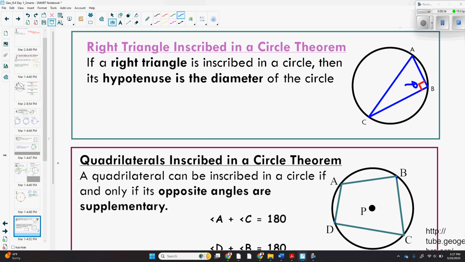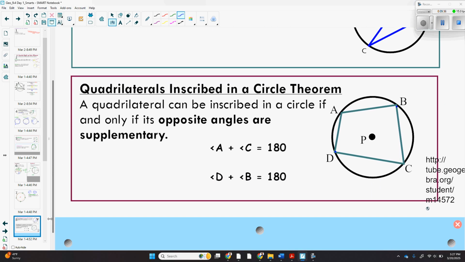Quadrilaterals inscribed in a circle theorem. This is also interesting. It says a quadrilateral can be inscribed in a circle if and only if its opposite angles are supplementary. Remember, supplementary means it equals 180 degrees when you add them up.